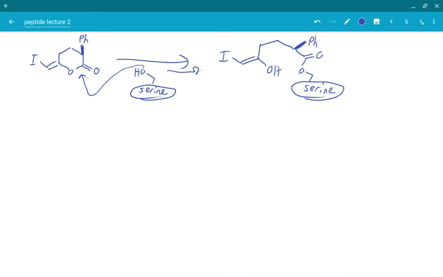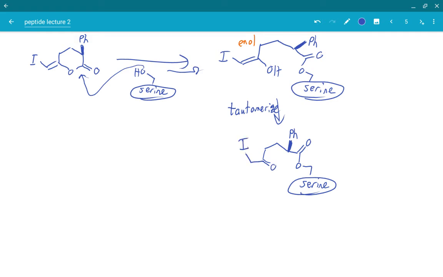The problem happens that I've now generated over here an enol, right? When this OH left, it left as an enol. And so enols, of course, tautomerize very quickly. And so when this tautomerizes to give me a ketone, we all of a sudden now expose this very good iodide leaving group.